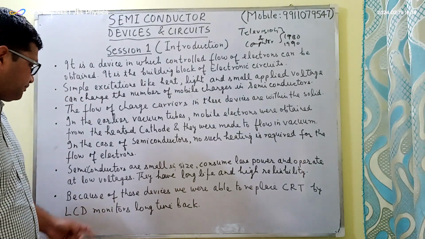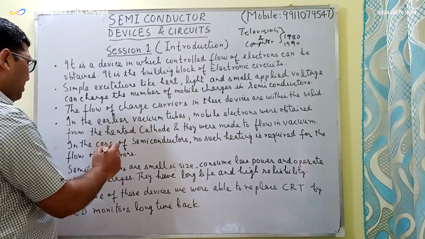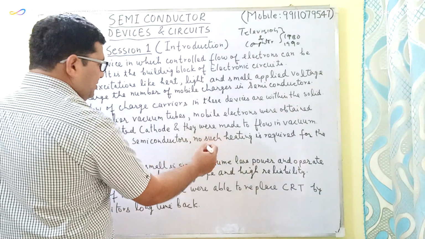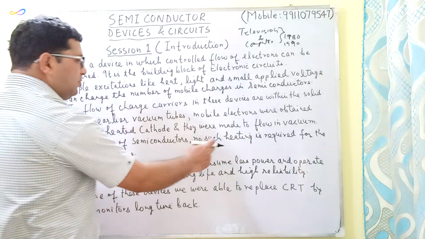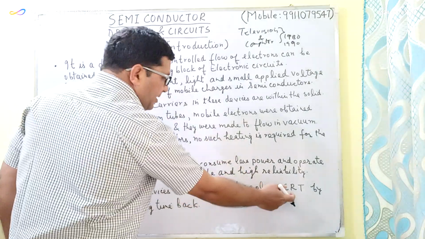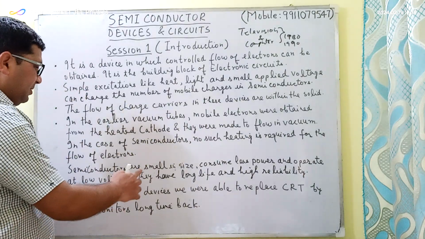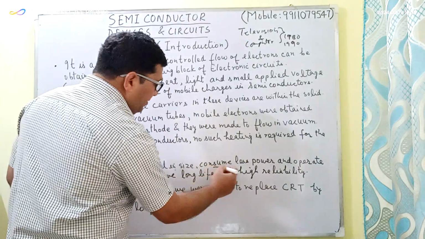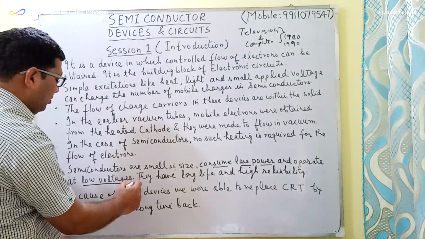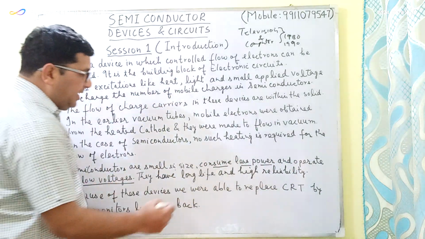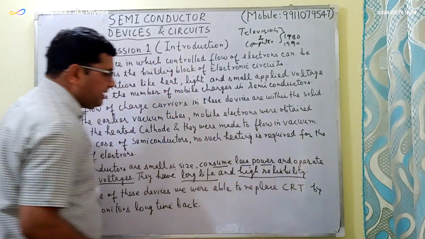So the main advantage of these semiconductors is that they are very small in size. First thing, they do not require any heating as it used to be in the CRT, and they consume very less power and they can operate at very low voltages. Apart from that, they have a very good life and high reliability also.